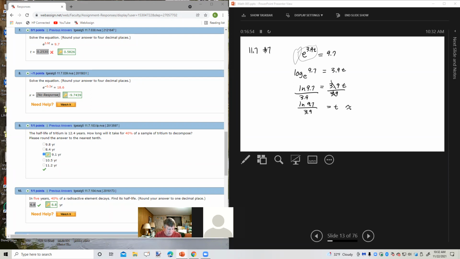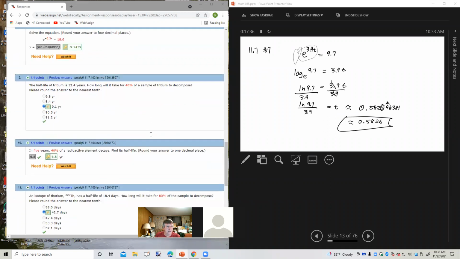And when we punch that into the calculator, the natural log of 9.7, close it up, divided by 3.9, we get 0.58259638, etc. It says round your answer to 4 decimal places. So we would round right here. The 5th place is a 9, so that rounds up. So we'll get 0.5826 as our final answer. Any questions on that before we go on to number 8?